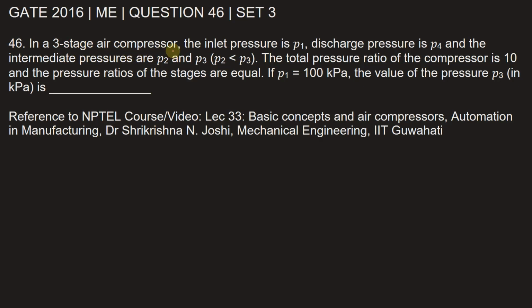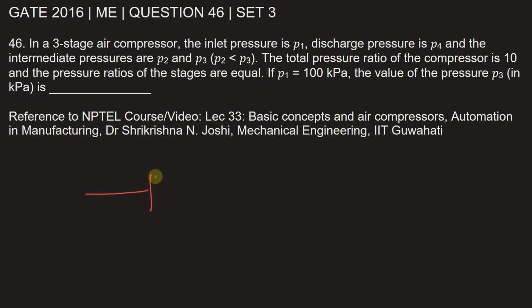In a three-stage air compressor, the inlet pressure is P1, the discharge pressure is P4, and the intermediate pressures are P2 and P3. So P2 is lesser than P3. The total pressure ratio of the compressor is 10, and the pressure ratios of all the stages are equal. If P1 is 100 kilopascal, the value of the pressure P3 is, so we need to calculate the value of P3 in kilopascal.